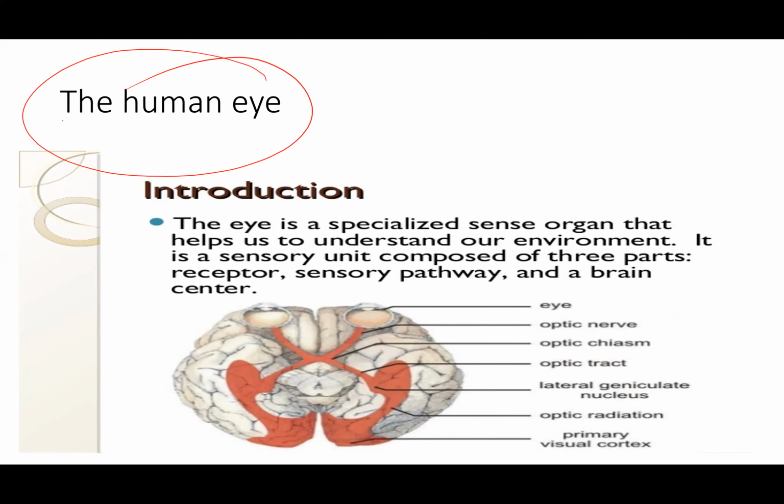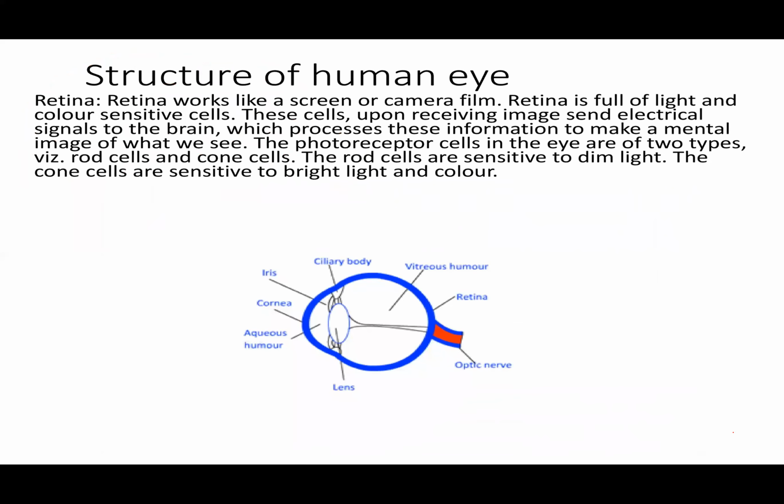Human eye. The eye is a specialized sense organ that helps us to understand our environment. It is a sensory unit composed of three parts: receptor, sensory pathway, and a brain center. This is the diagram. This is eye, optic nerve, in different parts. You will do it by yourself.